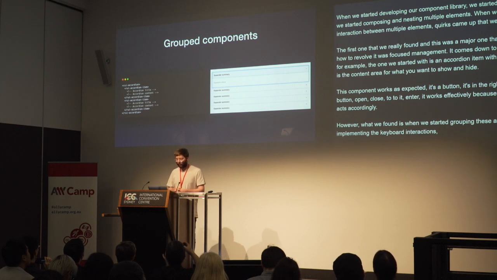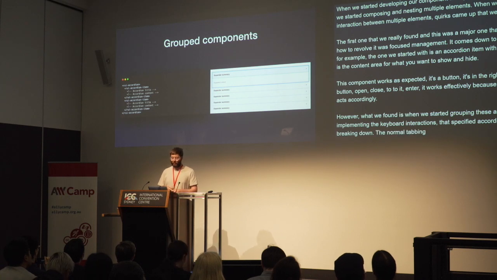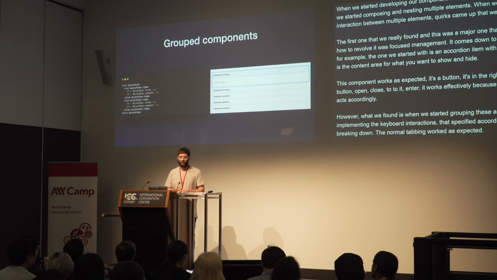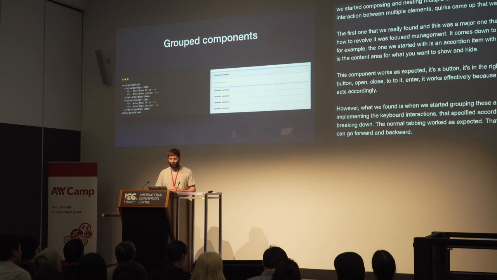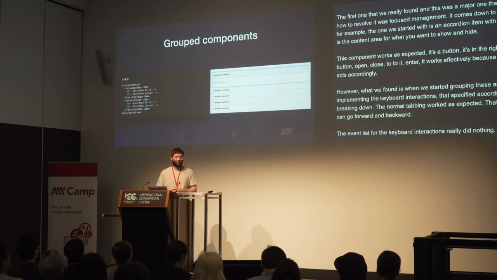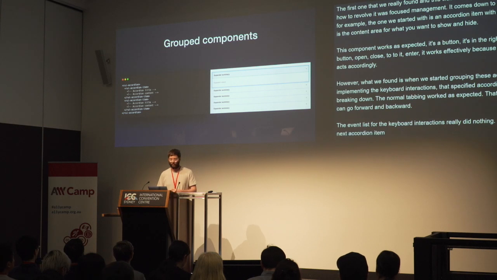So the normal tabbing worked as expected. Basically, as you've seen before, the composed tree, that's really what your browser sees, so you can just go forward, backwards without any weird behavior. But then the event listeners for the keyboard interactions really did nothing. So trying to send the focus to the next accordion item, the focus kind of disappeared, and it didn't really tell us what was happening.